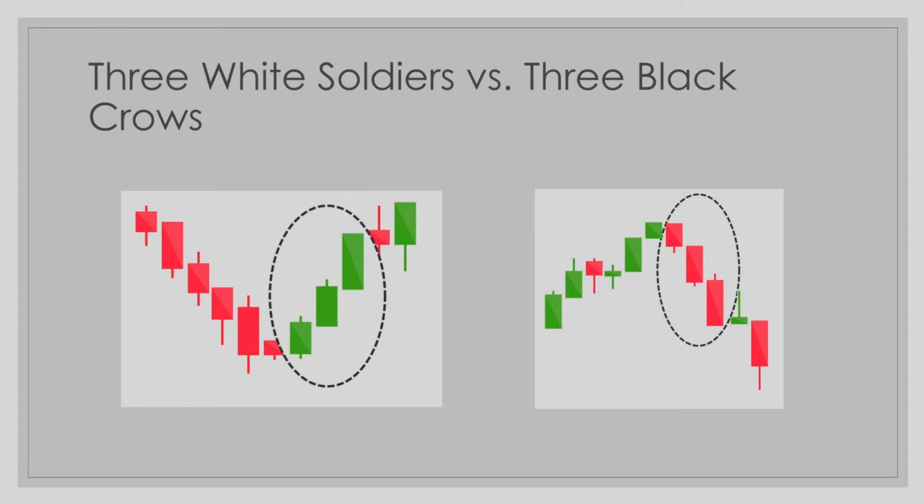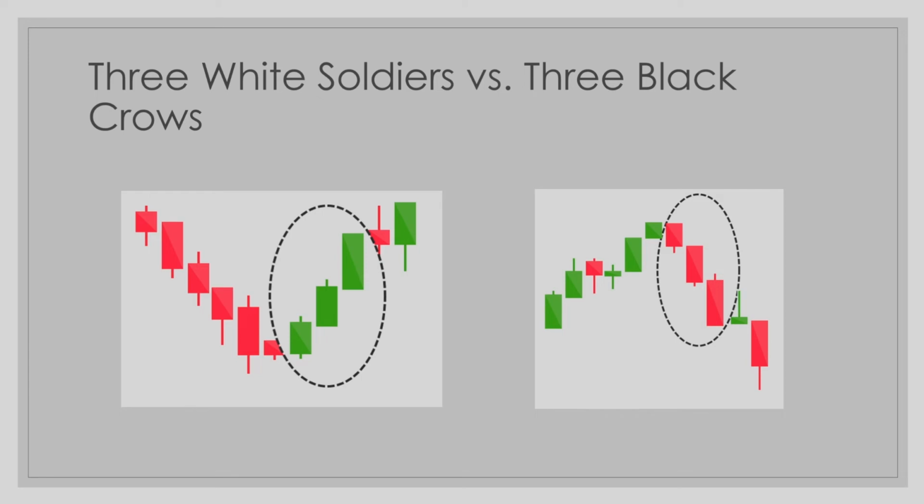The next two candlestick patterns are known as the three white soldiers and the three black crows. Now you may be wondering, why white and black when the candles are green and red? Please note that on some charting platforms, green candles are displayed as white candles and red candles are displayed as black candles. So you can think of it like this: the three green soldiers and the three red crows.